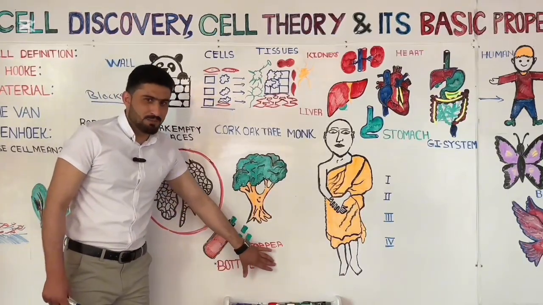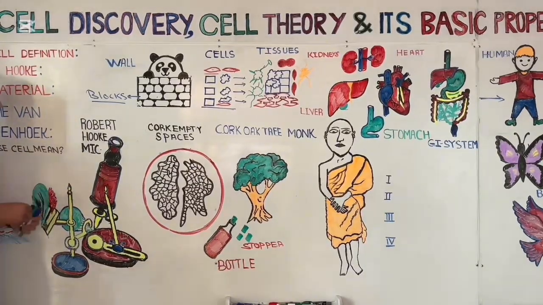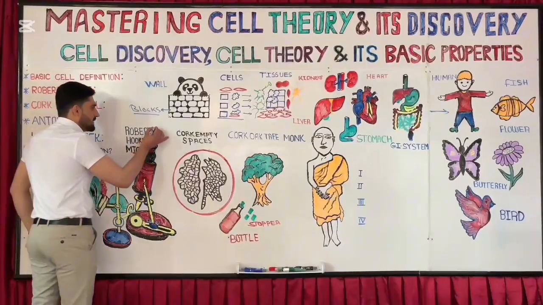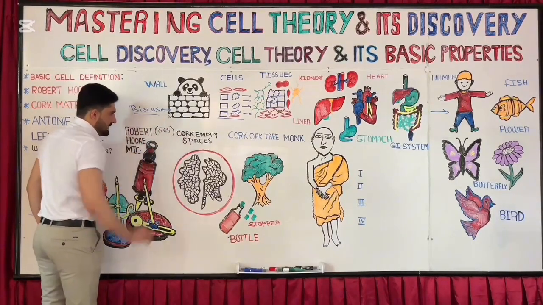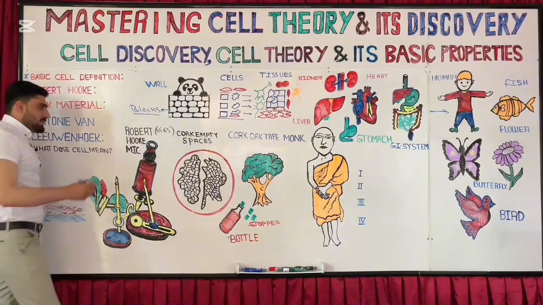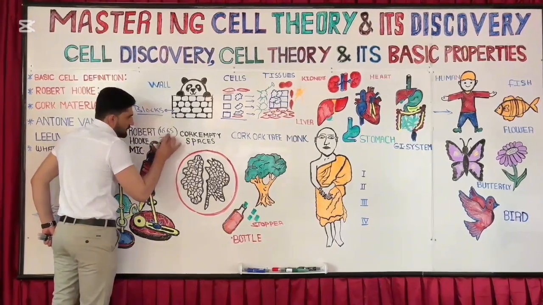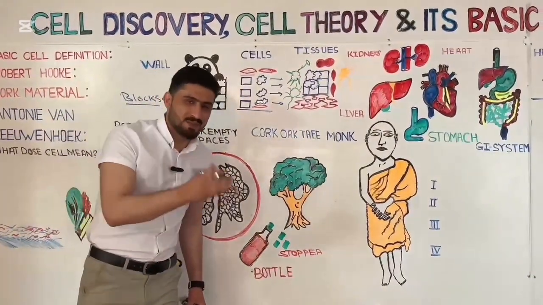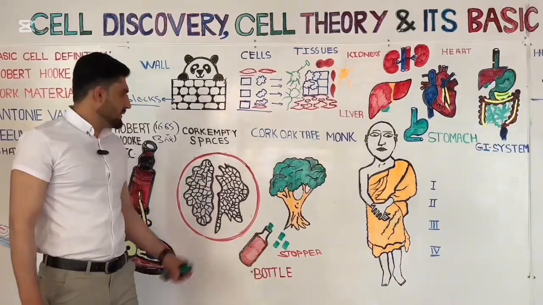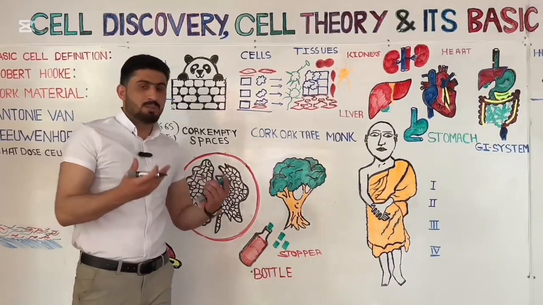This theory is so important because one day there was a master whose name was Master Robert Hooke during the 17th century, in 1665. He had a microscope which had the capability of magnifying an object 30 times greater than its original size. You know what a microscope is? A microscope is an instrument which magnifies an object for us.